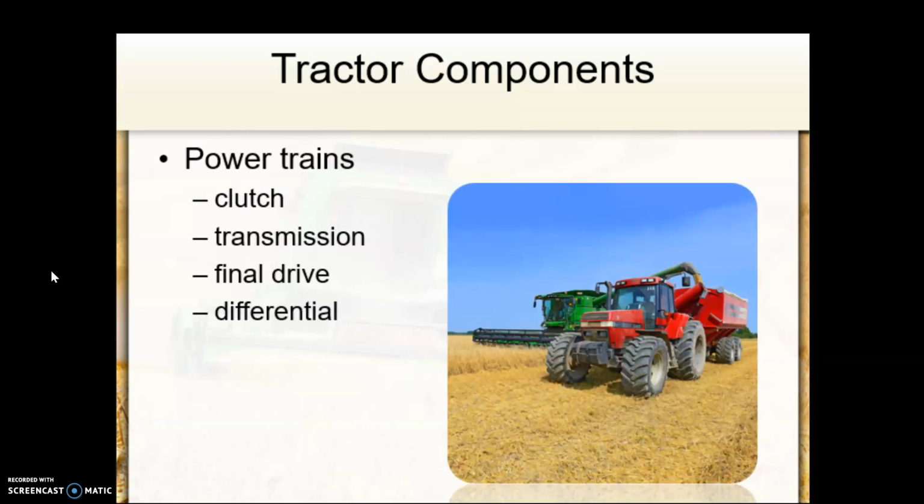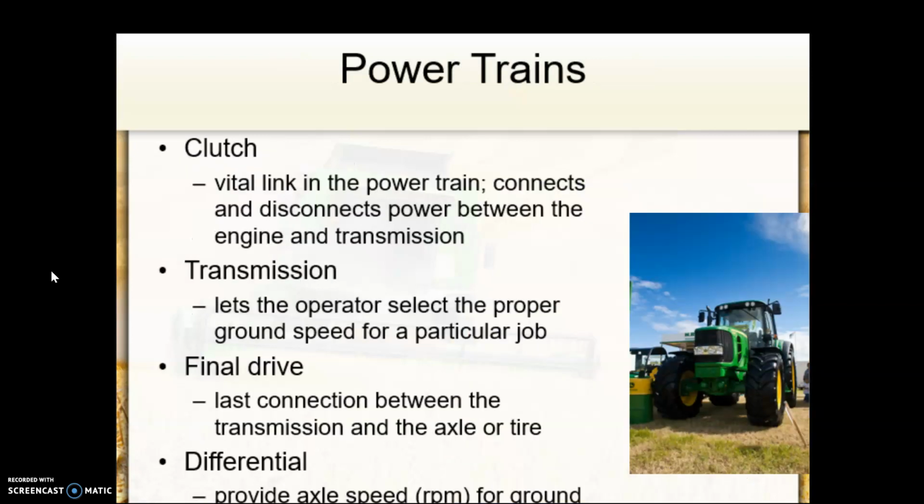Then we have the powertrain. The powertrain is ultimately what takes the power generated in the engine and puts that power to the ground and harnesses that power into something useful. There are several components to that powertrain. You've got the clutch, transmission, the final drive, and the differential.